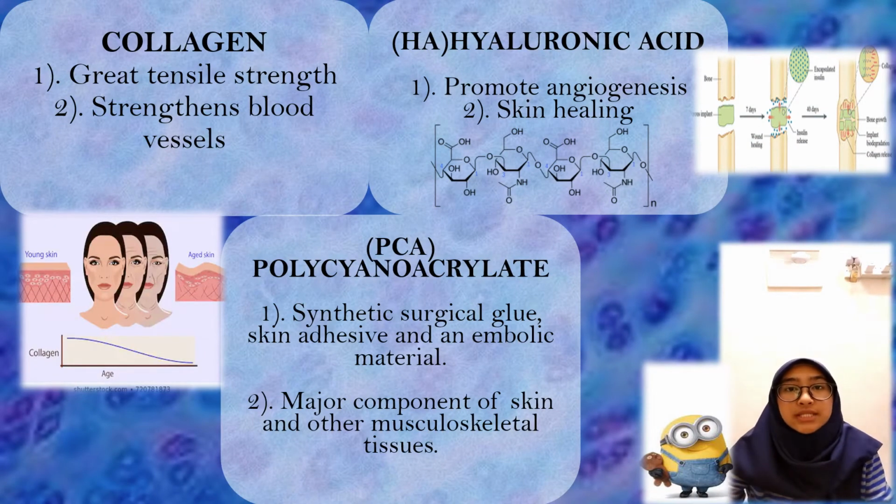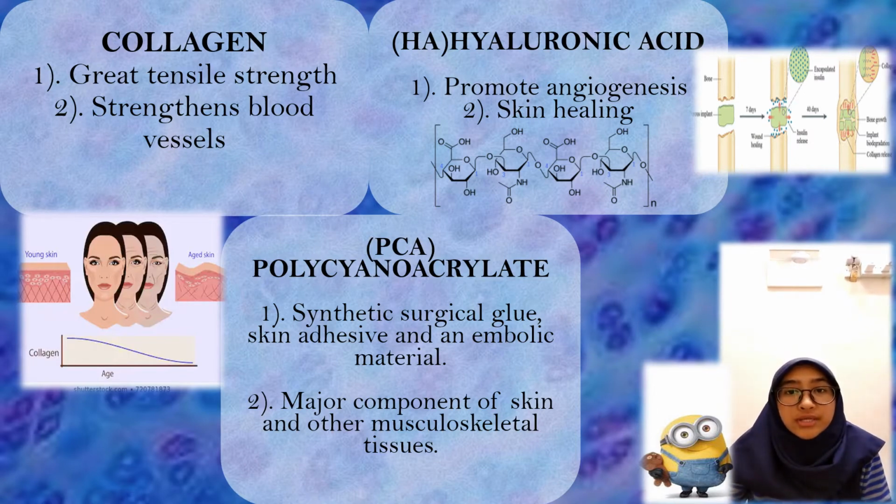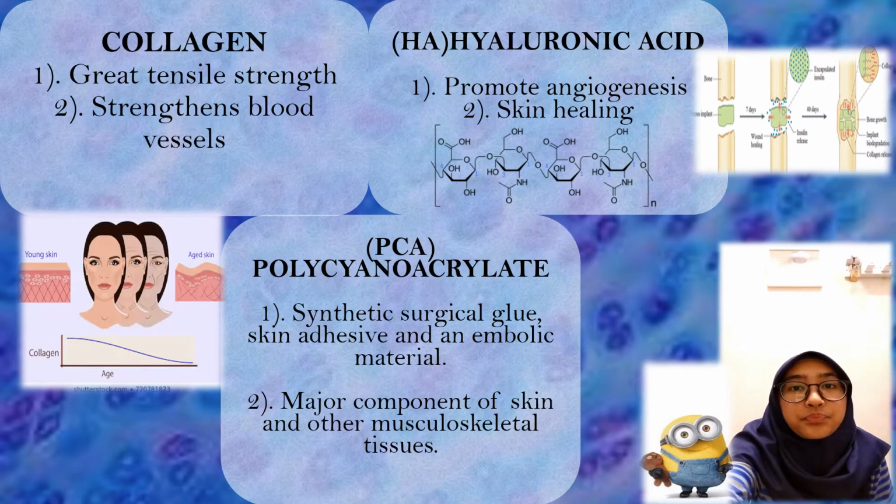Next, collagen. Collagen gives a lot of benefit to our body, supporting tissues and giving cell structure outside and inside. Generally, collagen has great tensile strength and will strengthen blood vessels in tissue development. After that, HA, hyaluronic acid. First, it will promote angiogenesis. Angiogenesis is the physiological process through which new blood vessels form. HA also plays an important role in the skin healing process.